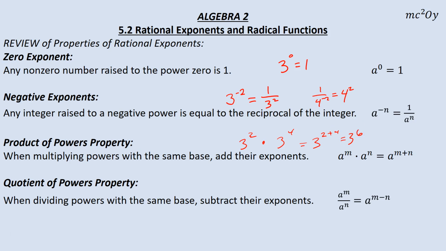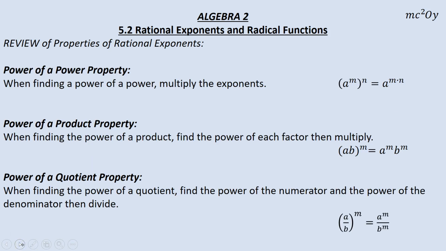And then quotient properties, dealing with the same way. If you have the same base, you subtract their exponents. So again, let's go ahead and use 3 to the second and 3 to the 4. That actually becomes 3 to the 2 minus 4, which is 3 to the negative second, which generally you'd write using positive exponents. So we would write that as 1 over 3 to the second.